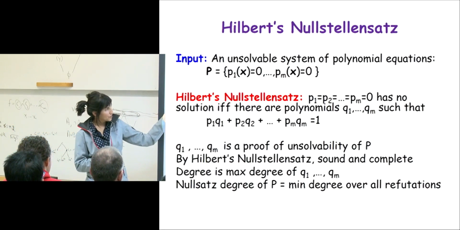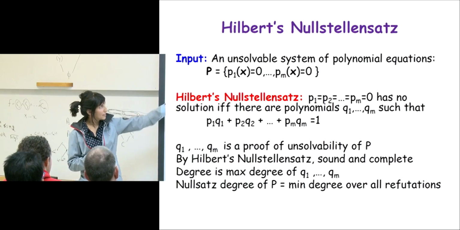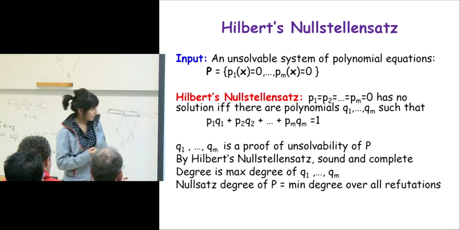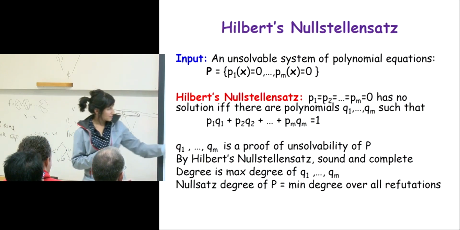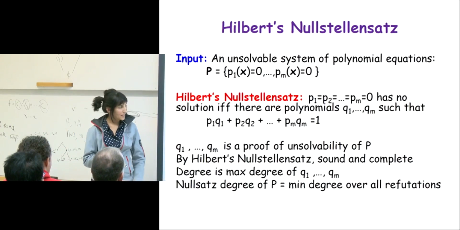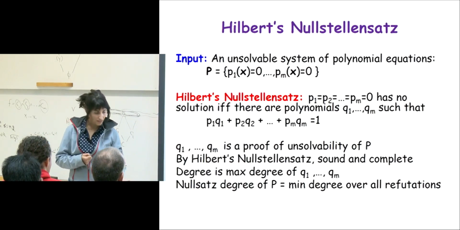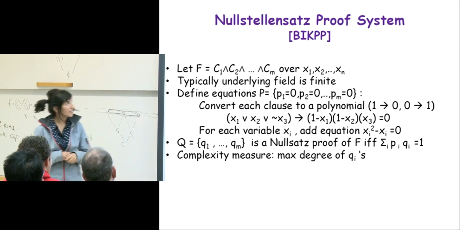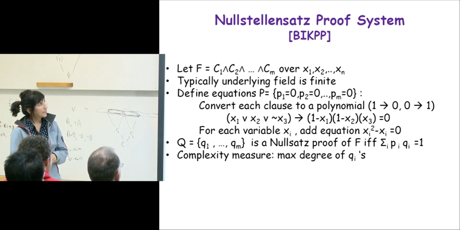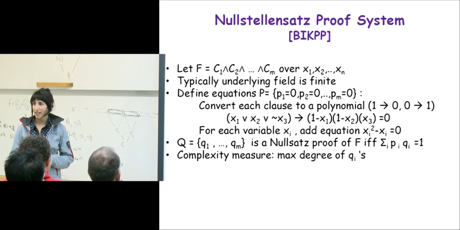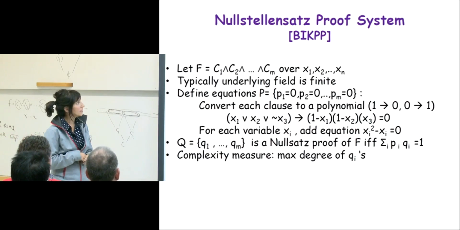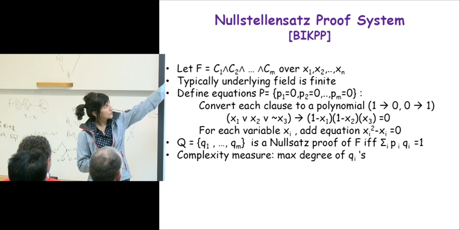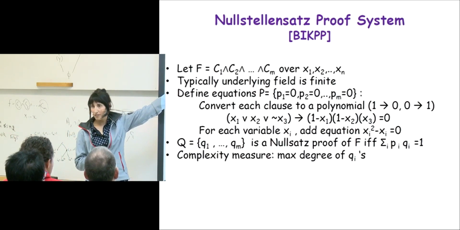You view the Q's as a proof of unsolvability of the P's, and by Hilbert's Nullstellensatz, this is sound and complete. The degree of the proof is the maximum degree of the Q's. And the Nullstellensatz degree of the initial equations P is the minimum degree over all such refutations. So how do we use this for the Boolean case, CNFs? You start with a CNF formula over variables x1 through xn. Like I said before, I typically think of the field as being finite, but there are interesting results over other fields. Then you convert the clauses to low-degree polynomial equations in the obvious way.